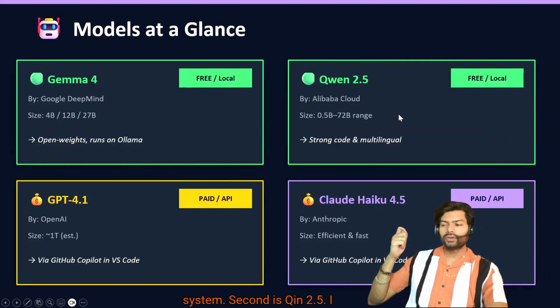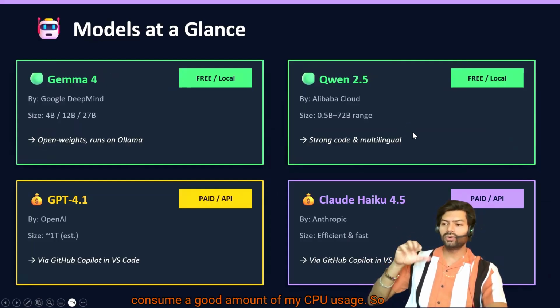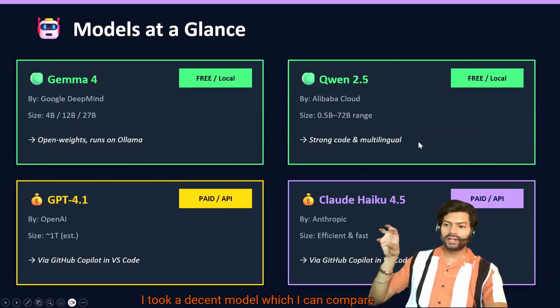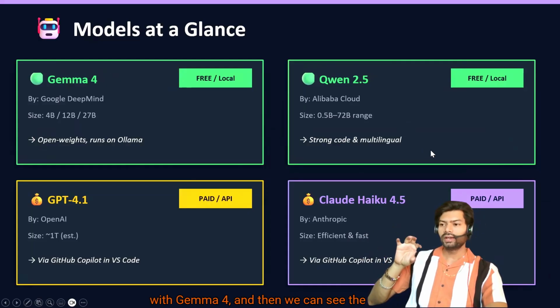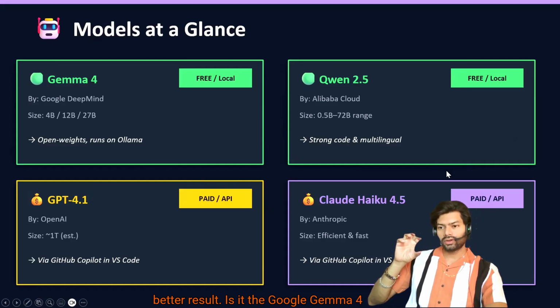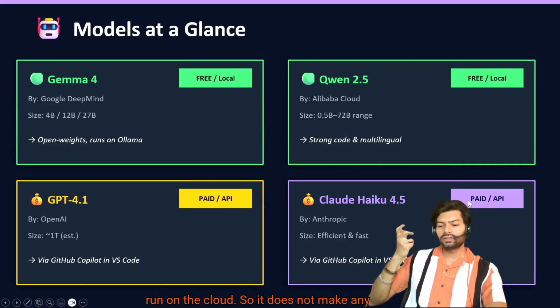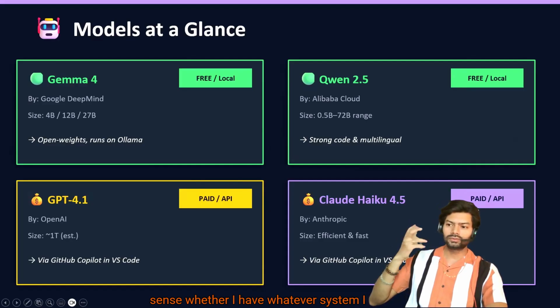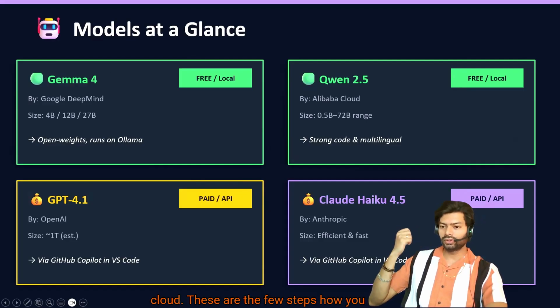Second is Qwen 2.5. I took 2.5, not 3.5, again because I have to run it locally. It's going to consume a good amount of my CPU usage. So I took a decent model which I can compare with Gemma 4, and then we can see the result of which one is giving a better result. Is it the Google Gemma 4 or the Alibaba Cloud Qwen 2.5? And then our paid tools anyway run on the cloud, so it does not make any difference whatever system I have. Anyway, it's going to run in the cloud.